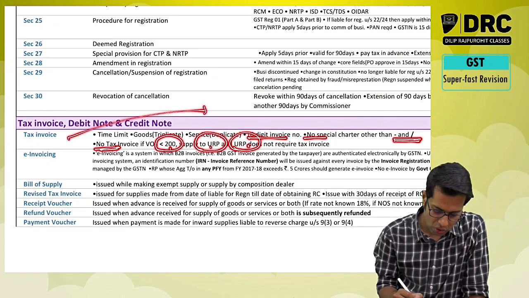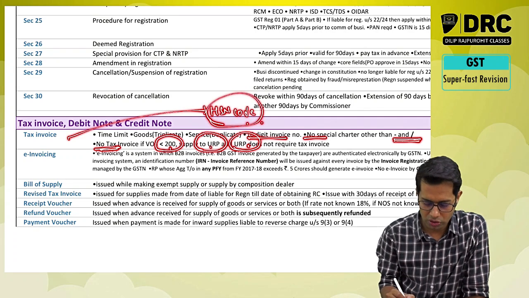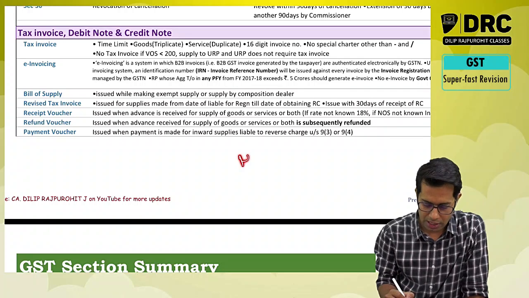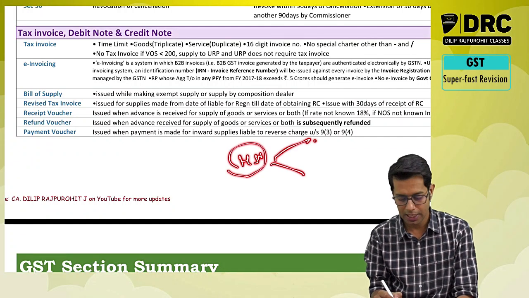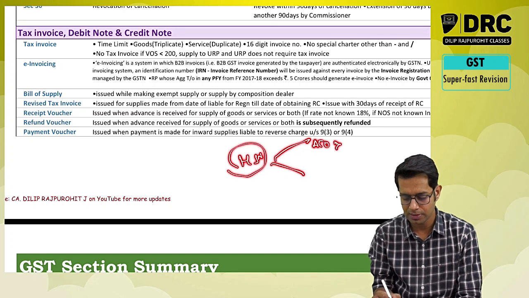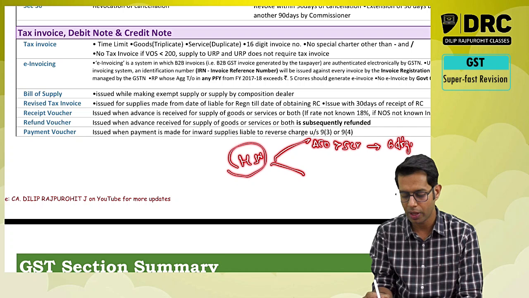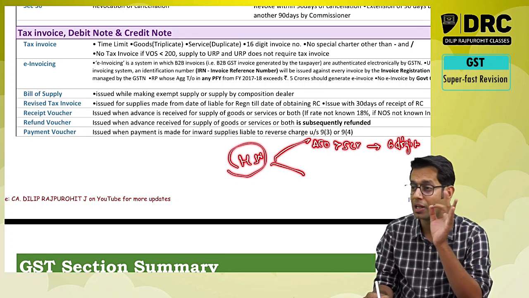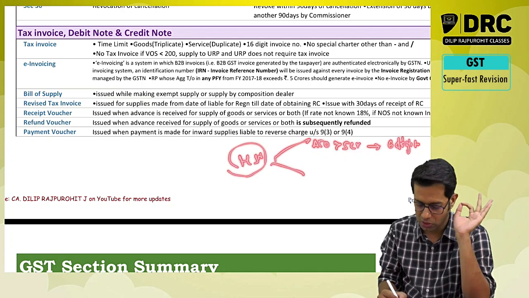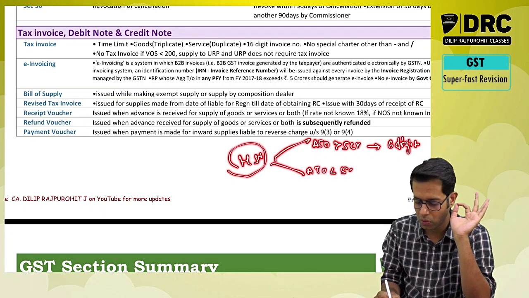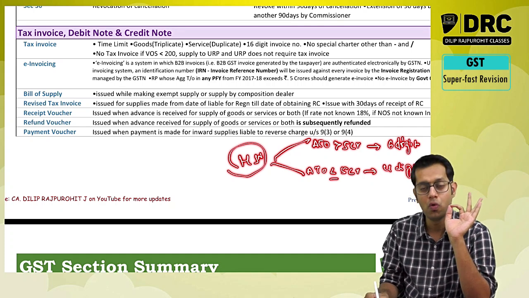Now, in your invoice you are also supposed to mention your HSN code. Sir, how many digits of HSN code should I mention? It depends on your aggregate turnover. HSN is basically an 8-digit code. If your aggregate turnover is more than 5 crore rupees, then you will have to mention a 6-digit HSN code. And if your aggregate turnover is less than or equal to 5 crore rupees, you have to just mention a 4-digit HSN code.